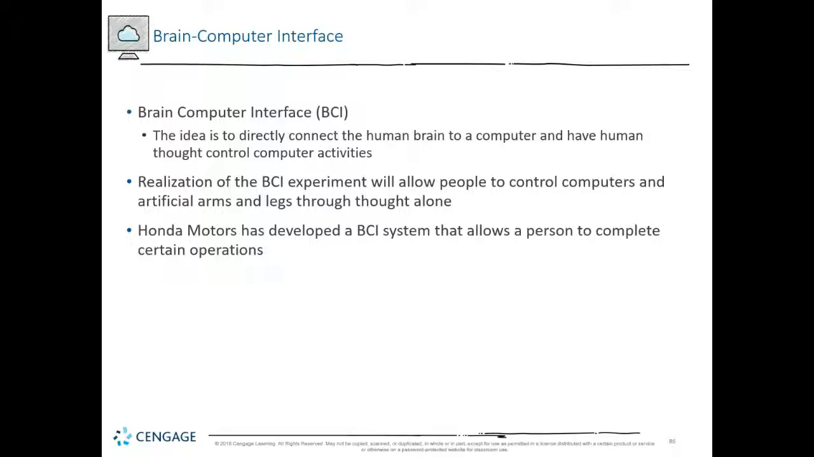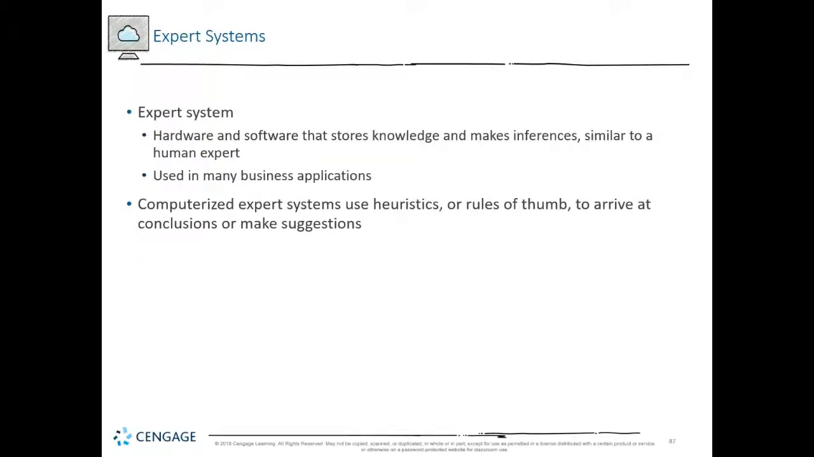Brain-computer interface, BCI. The idea is to directly connect the human brain to a computer and have humans control computer activities with thought. Realization of the BCI experiment will allow people to control computers and artificial arms and legs through thought alone. Honda Motors has developed a BCI system that allows a person to complete certain operations.